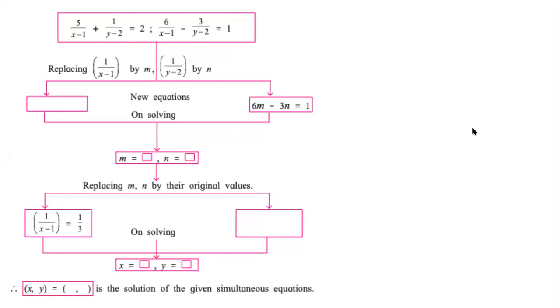Now use 5m plus n equals 2 and 6m minus 3n equals 1 to solve this. Solve these two equations in m and n to find the value of m and n. I have used the determinant method. I will show you what I have done. First you try.